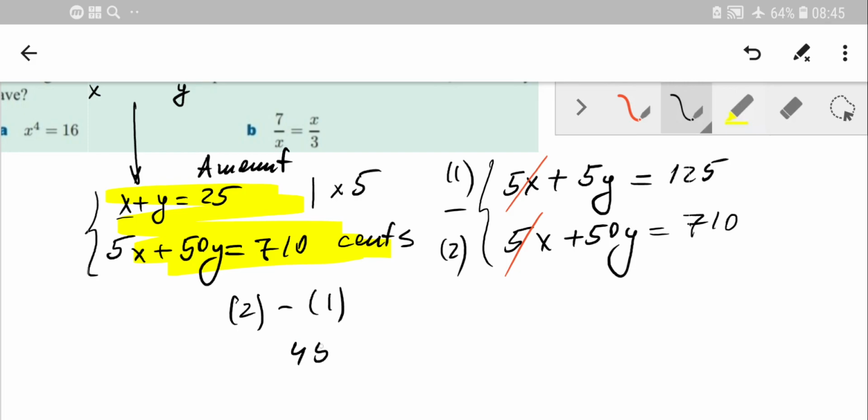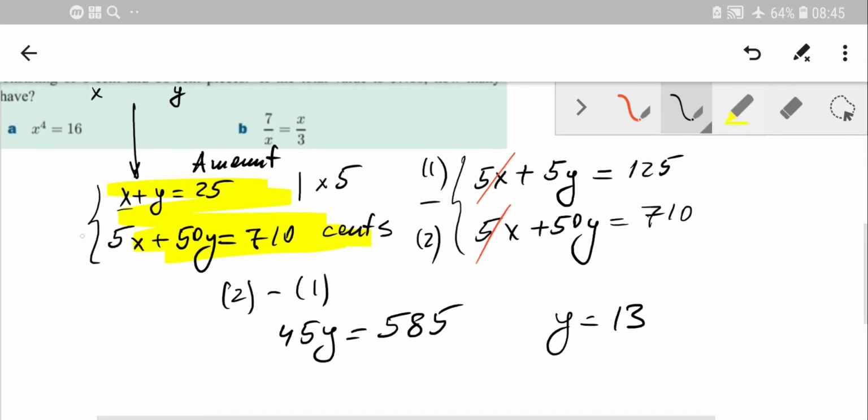So I'll get 45y equals 710 minus 125. I'll get 585, and I'll divide the result by 45. I'll get y equals 13. In order to get x, I put it in the original first equation. So x is simply 25 minus y, which is 12.